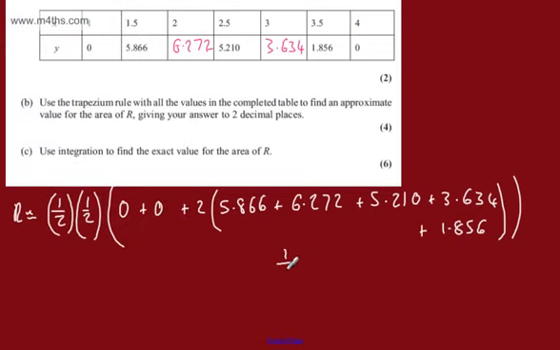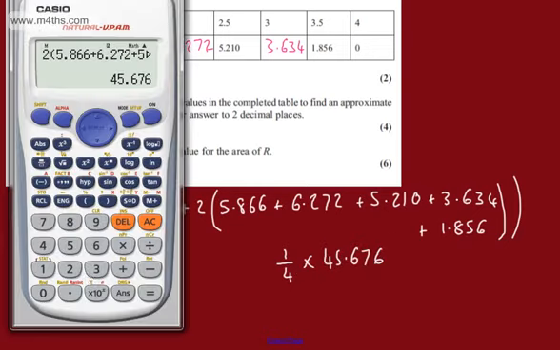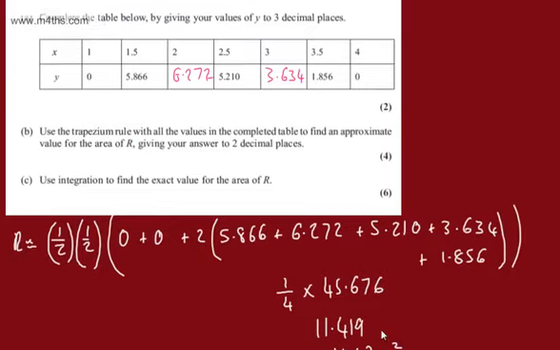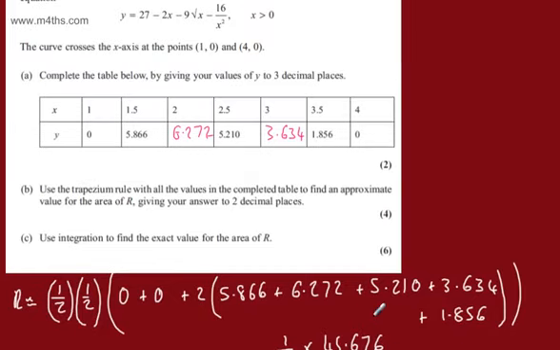So we've got 1/4 times 45.676. So just check I've got that value right, that's fine. And if we divide that by 4, we're going to end up with 11.419. So 11.419, therefore we can say 11.42, and that's going to be correct to 2 decimal places. So 11.42 units squared.